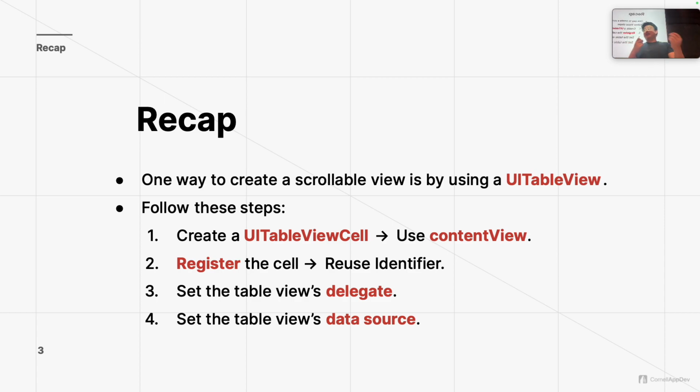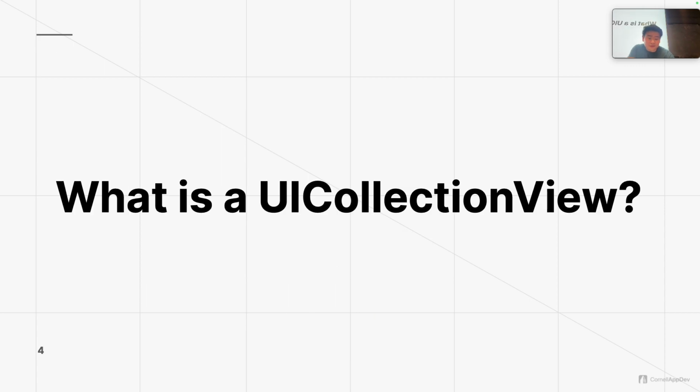This string can be anything, but the general convention is to use the name of the actual cell plus the word reuse after it. And then next, you need to set the delegate as well as the data source. We showed that in last lecture, but today when we're going over collection views, you'll see a similar process. So if you didn't quite get setting up the delegate and data source from last lecture, it's going to be relatively similar this lecture for collection views as well. So, any questions? Okay, let's jump right in.